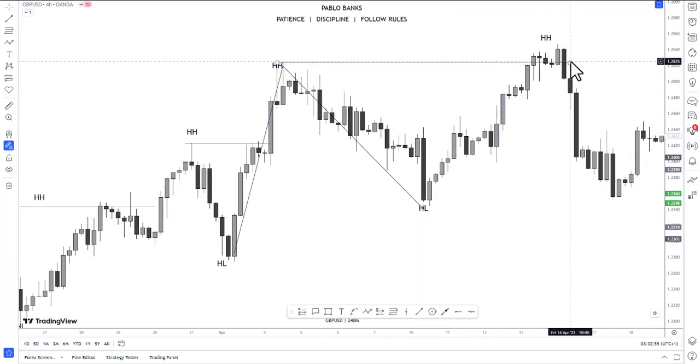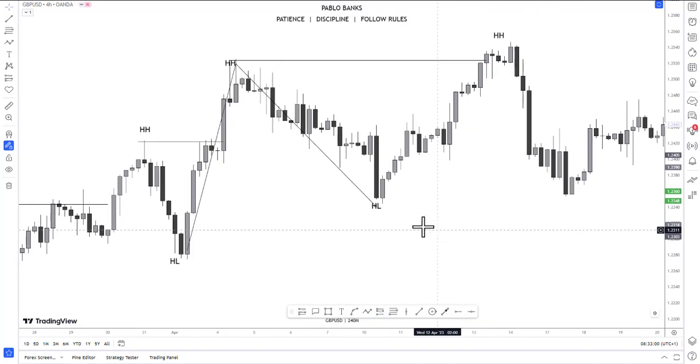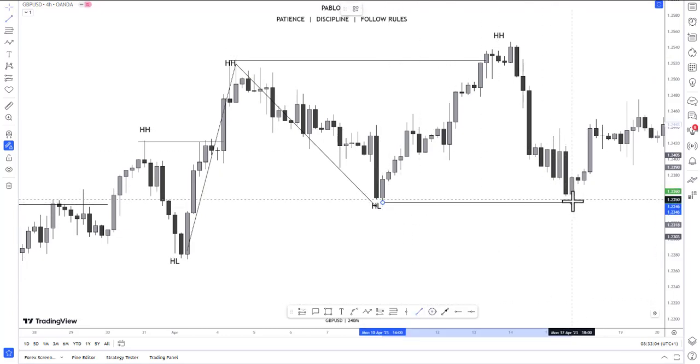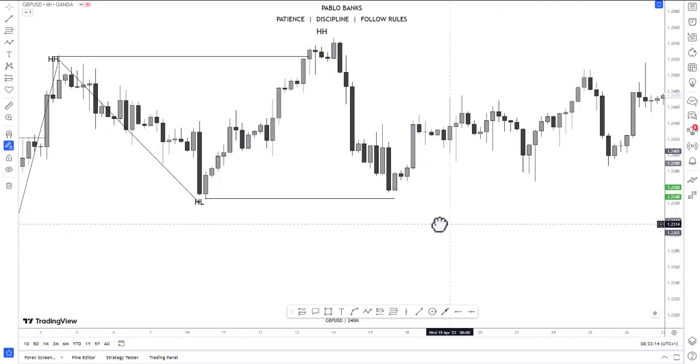And look at what happened here. Price broke this high, pulled back, and didn't take this low. We can't say it has changed from bullish to bearish because it didn't break this previous low. This low is still holding, telling price to keep pushing forward, that we are still in a bullish trend.